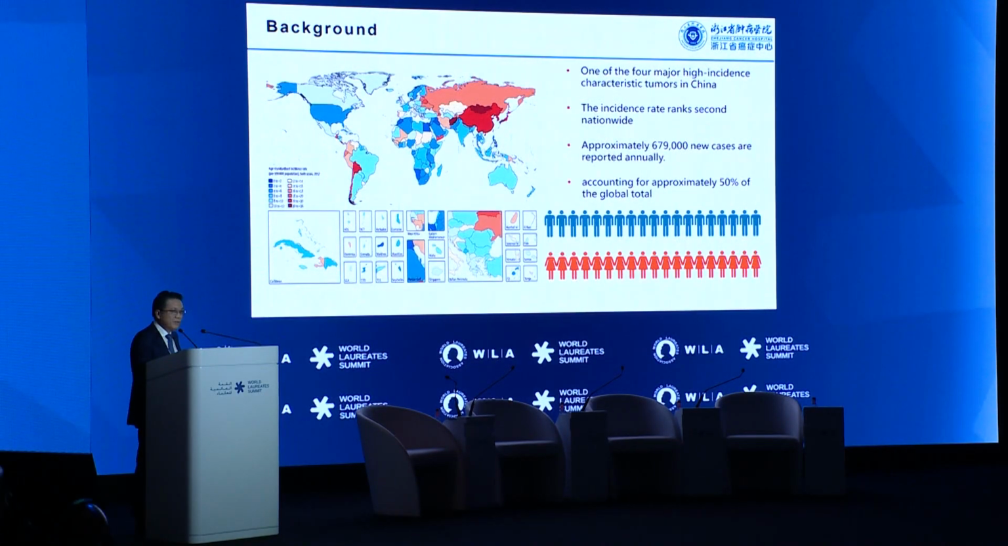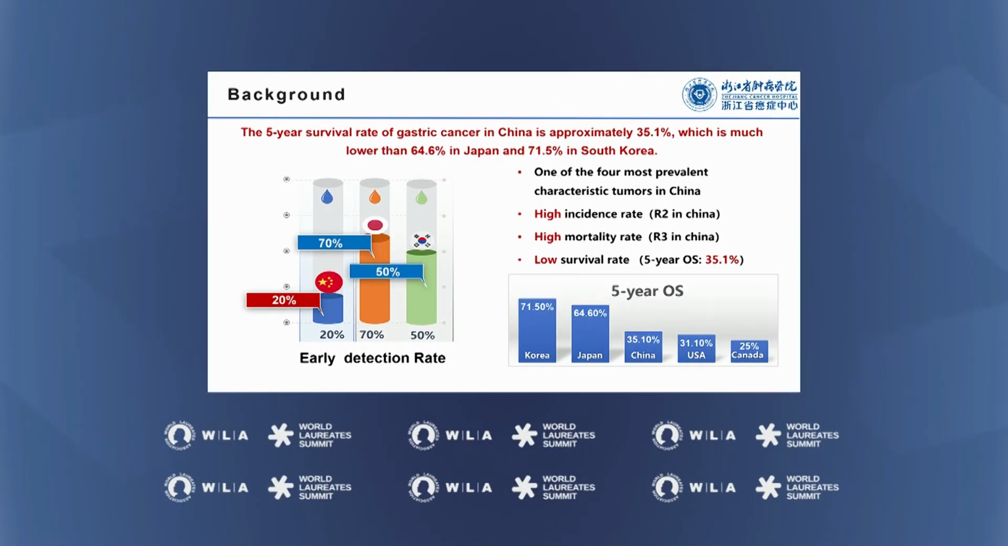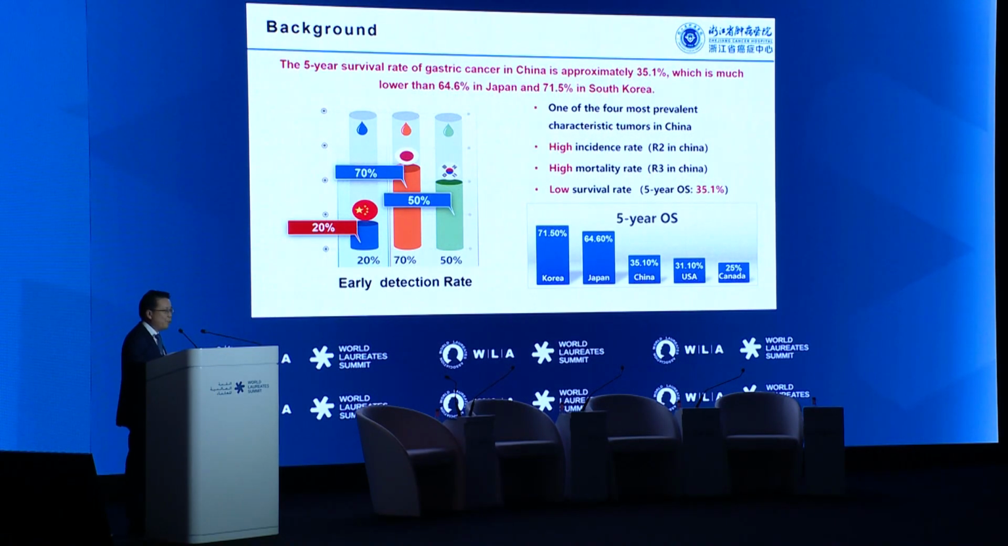Gastric cancer is one of the 4 major high-incidence tumors in China. The incidence rate ranks second nationwide, and individuals with gastric cancer account for approximately 50% of the global total. However, the 5-year survival rate in China is approximately 35.1%, which is much lower than 64.6% in Japan and 71.5% in South Korea. What's the reason for this difference among the three countries?